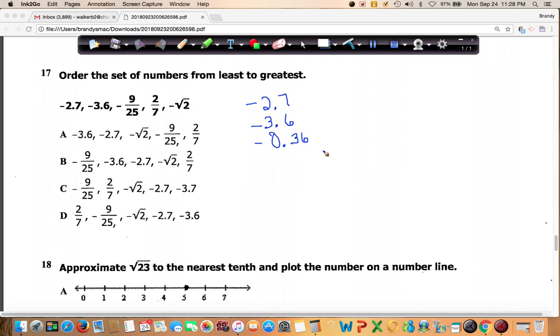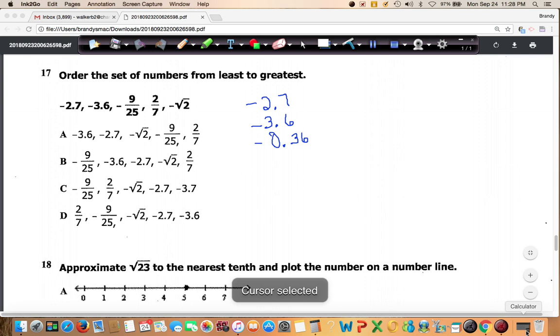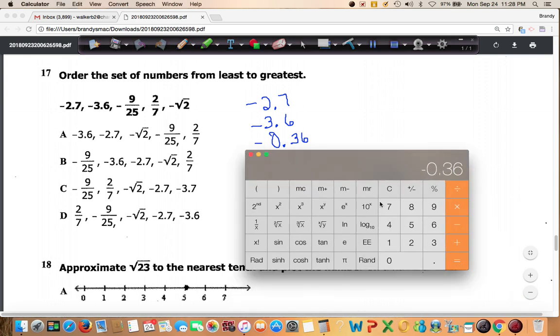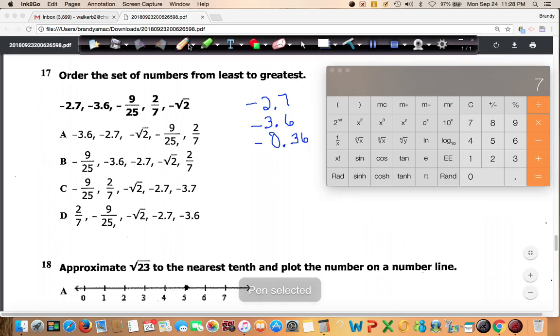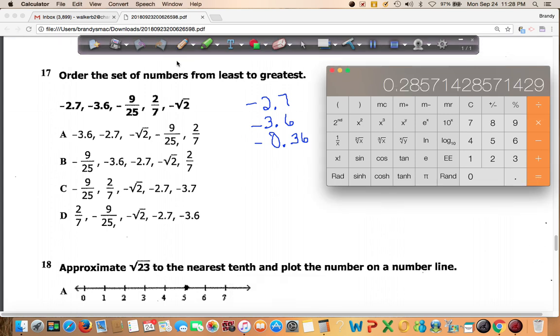Right? And then we're going to do, I'm going to put this up here. We're going to do 2 divided by 7. Oh, I forgot to hit equals. So that would help, huh? There it is. Okay, well, that's a big, long number.